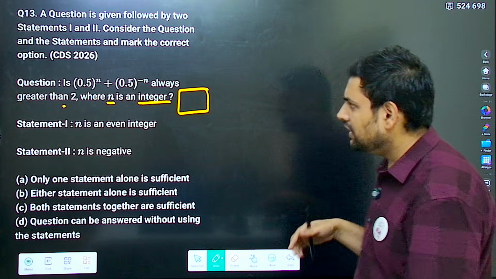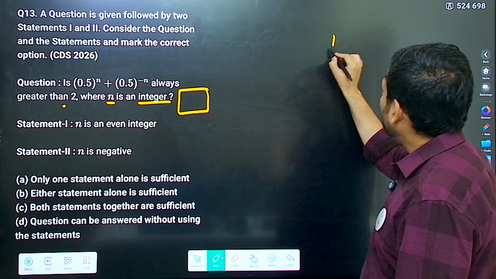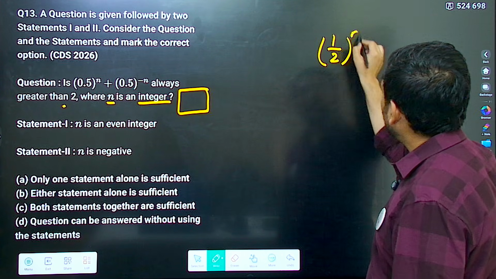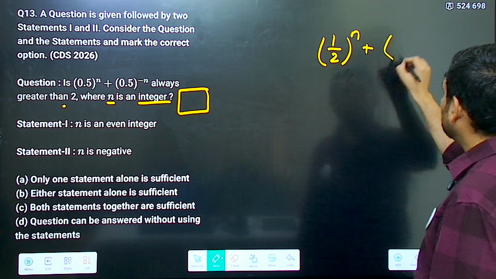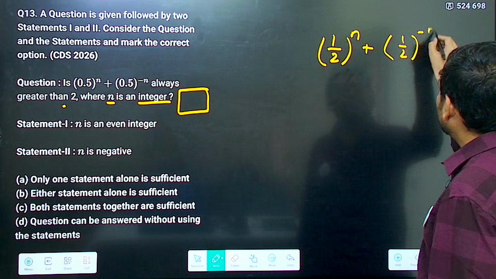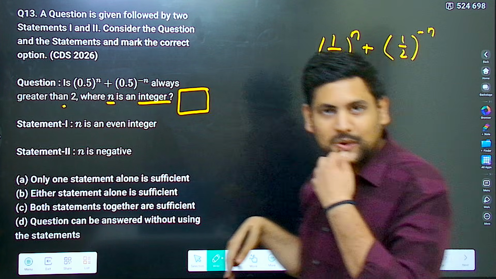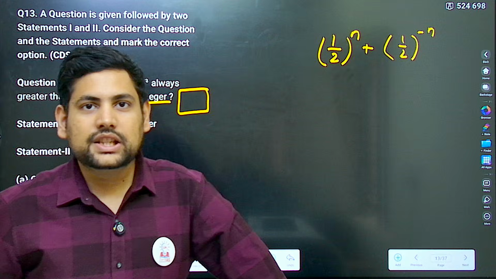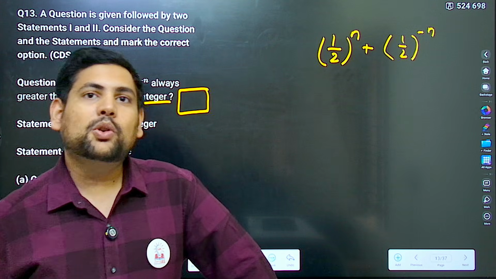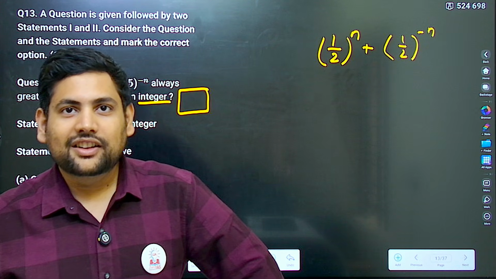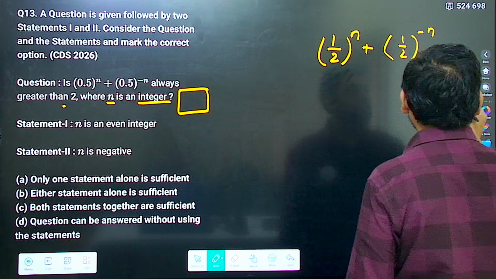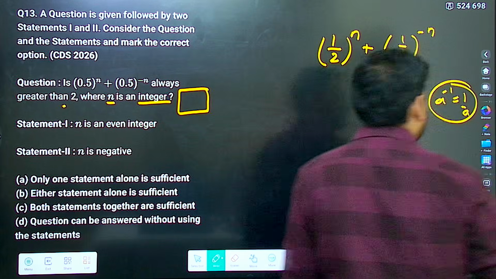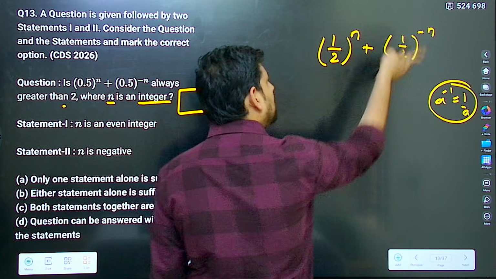Now let's do this. 0.5 power n is what? Isn't 0.5 1 by 2? And 0.5 power minus n, so this is 1 by 2 power minus n. If you know something about minus 1, what is my power minus 1? Isn't this just the reciprocal? Correct. A power minus 1 is what? A power minus 1 is 1 by a. Correct.